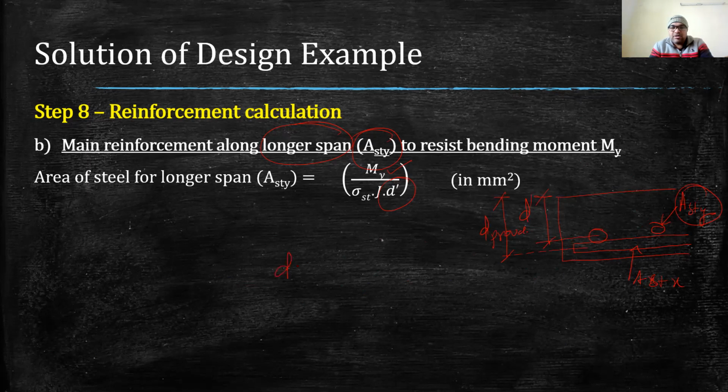So therefore, D dash will be D provided minus half of this dia and half of this dia. We will assume that the dia of this bar and the bottom bar both will be the same. So 4 we will take from the lower bar and 4 we will take from the upper bar. So it will be 8 mm actually. So this becomes 106 minus 8, which is 98 mm. That is the effective depth for the top bar, for the top reinforcement. So this is actually ASTY, the top layer.